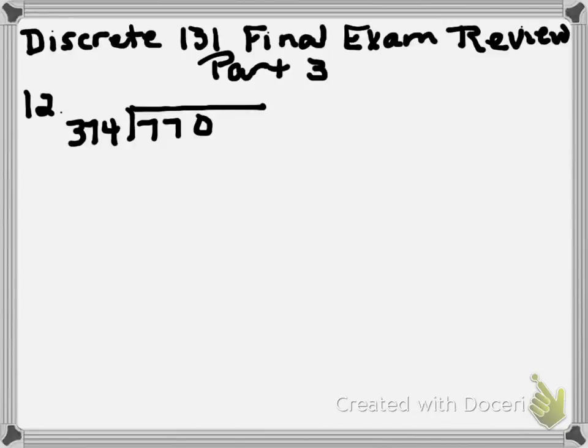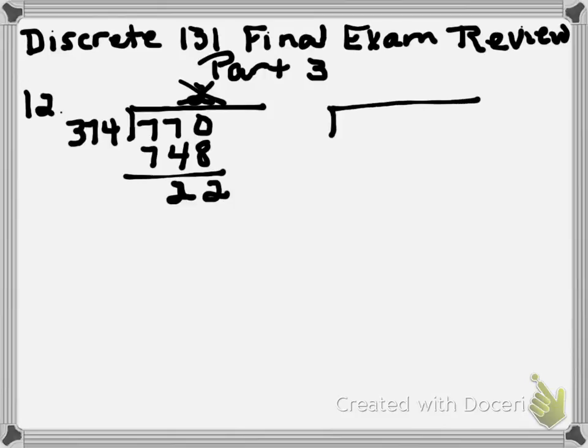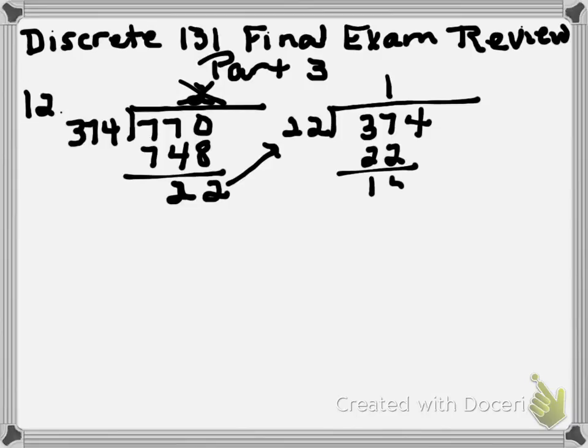Number 12, define the greatest common divisor. You take the smaller number and divide it into the larger number. So it goes in 2 times, and carefully multiply and carefully subtract, because now the remainder becomes the divisor and the divisor becomes the dividend. And then you repeat this process until you have a remainder of 0.